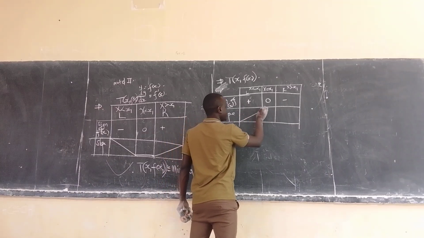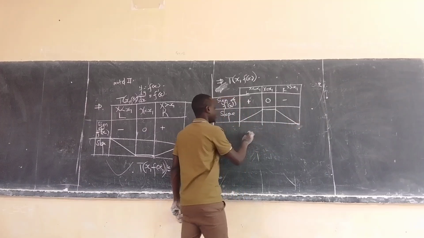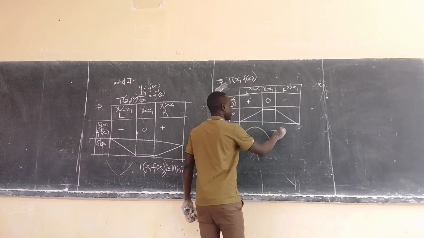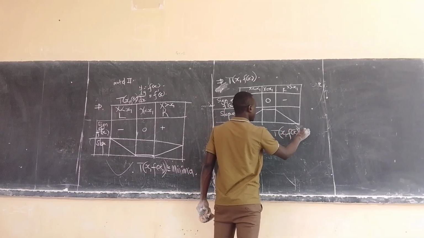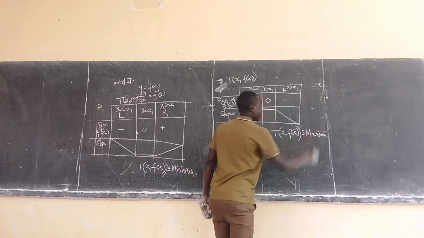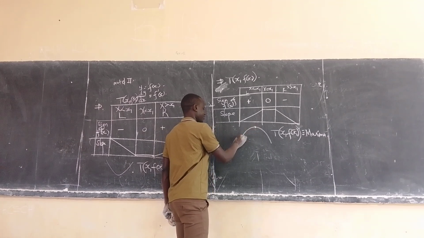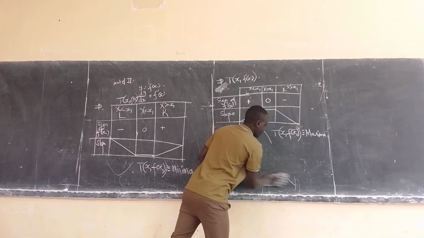If it is a 0, and then negative, so if it forms an N-shaped curve, then it means the turning point, which is x1, f of x1, is a maxima. Why a maxima? Because it has got a maximum value of f of x at some point. For example, that one.